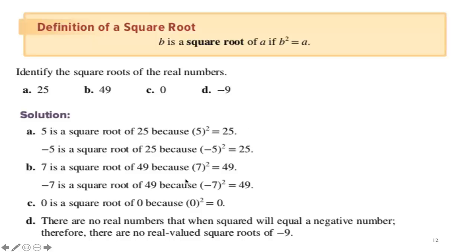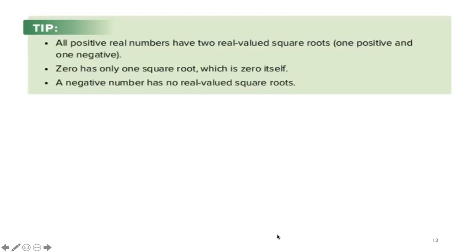In the same way, 49 has two square roots, 7 and -7, because both of them squared will give you 49. And then for 0, 0 is the square root of 0 because 0 squared is 0, but it's the only square root of 0. And then finally, -9 has no square root because there exist no real numbers where once you square the answer gives you -9, because -9 is negative. It doesn't have any real square root.